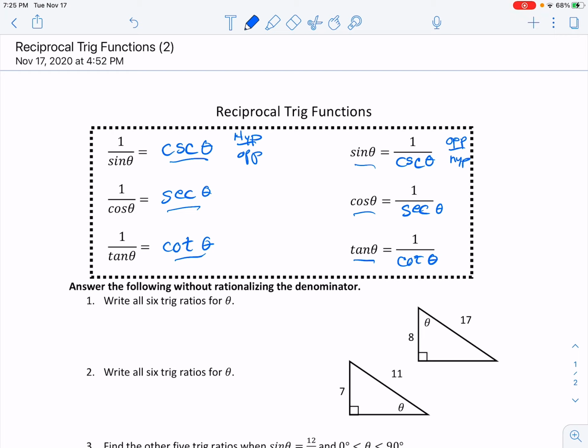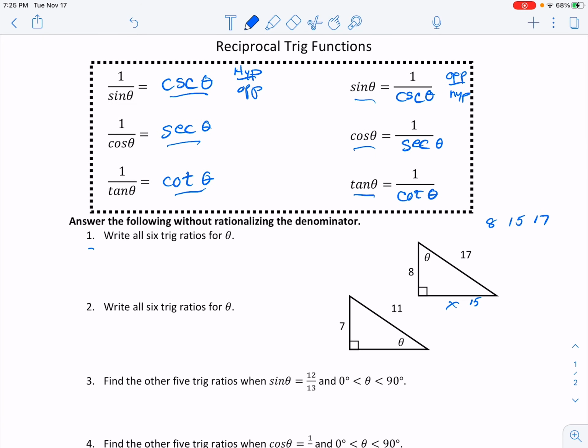So this is the triangle. The first thing you've got to do is find that other side. So you have 17 squared minus 8 squared, and you take the square root, and you get 15. That was the other triple: 8, 15, 17. There we go. All right, so your 6 trig ratios: the sine, cosine, then we do tangent, cotangent, cosecant, secant.